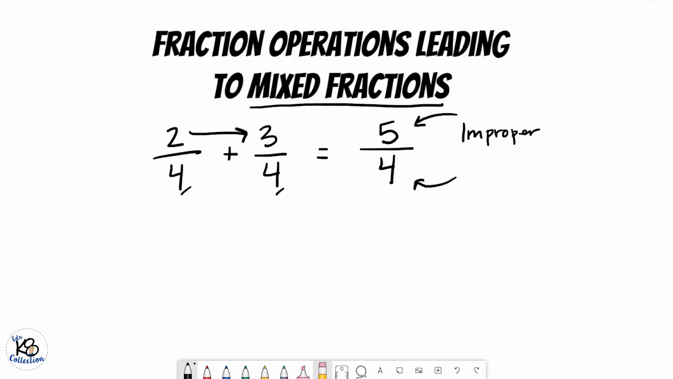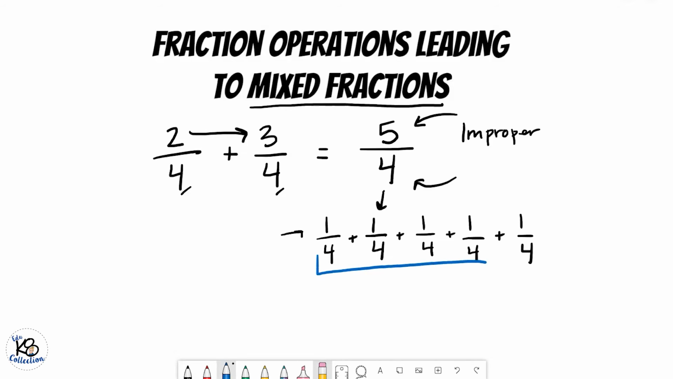So if I take this 5/4 and I expand it, seeing how 5/4 is 1/4 plus 1/4 plus 1/4 plus 1/4 plus 1/4. Right? Because 5/4 is basically 1/4 5 times. Well, if I group together 4 of these 1/4s, and I follow the rules of adding with the same denominator, all 4 of these have the same denominator, so my answer will be over 4, and now I just add the numerators. Well, 1 plus 1 plus 1 plus 1 is 4.